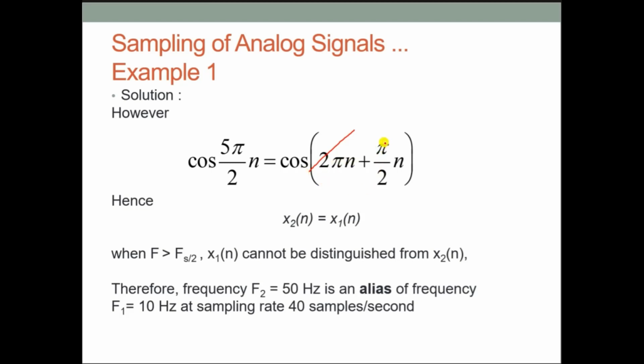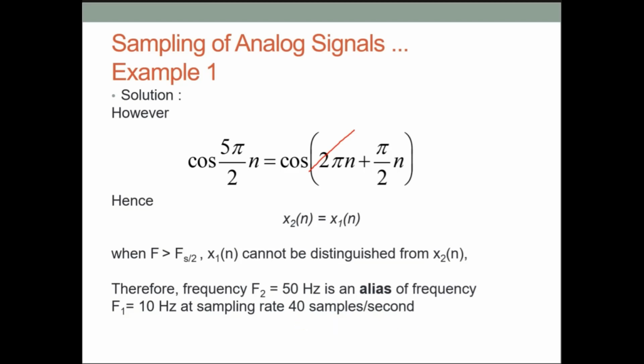Okay, alright, so pi over 2. This is equal to x1[n]. So you have x2[n] equals x1[n]. Right, so two different analog signals give the same discrete signal. Why? Because of aliasing. So 50 hertz is an alias of the F1 at 10 hertz at a sampling rate of 40 samples per second, or 40 hertz.